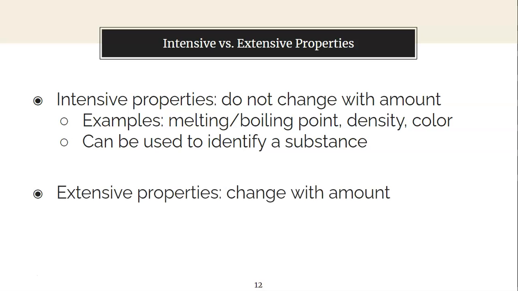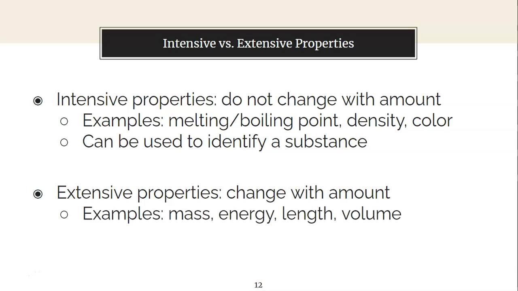Extensive properties are properties that change with amount. So like mass, energy, length, and volume. If I told you I had 50 grams of a substance, you'd have no clue what it was, right? That could be anything. I could have 50 grams of anything. So extensive properties do not help us identify a substance.